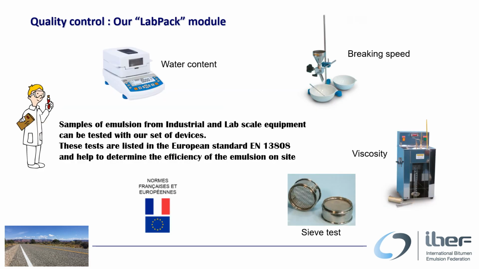Besides the tiny mill, we are now able to supply lab equipment which are listed in European standard EN 13808. This test can be used for small samples of emulsion coming from the tiny mill or samples from the industrial unit taken during production. By using this test, you will have a clear idea of the reaction of the emulsion on the field during application.